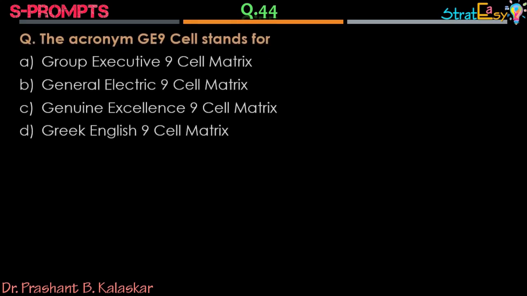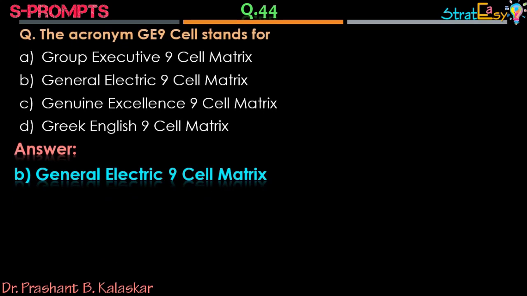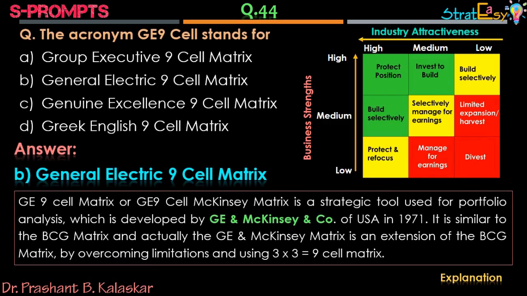Question number 44. The acronym GE 9 cell stands for, and the right answer is option B, General Electric 9 cell matrix. GE 9 cell matrix or GE McKinsey matrix is a strategic tool used for portfolio analysis, which was developed by General Electric and McKinsey and Company of USA in 1971. It is similar to the BCG matrix, and actually the GE 9 cell matrix is an extension of the BCG matrix, overcoming its limitations by using 3 by 3, that is equal to a 9 cell matrix.